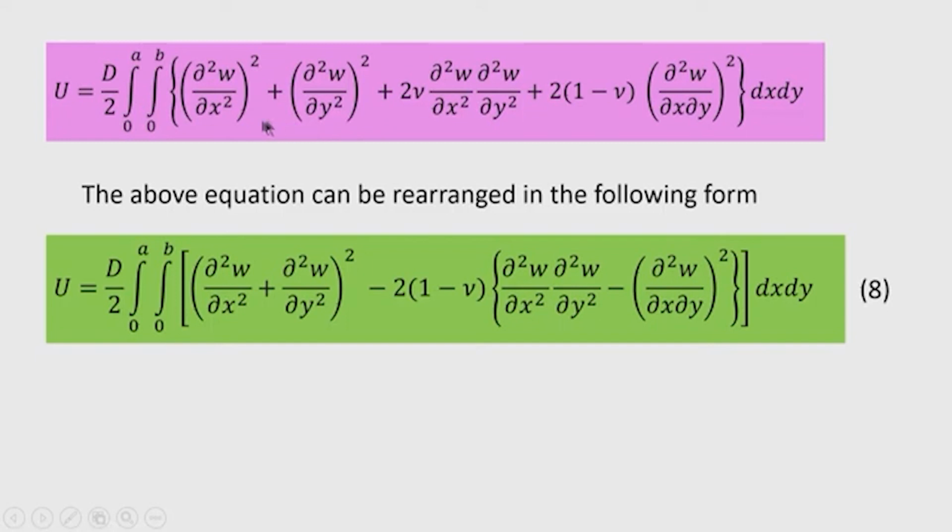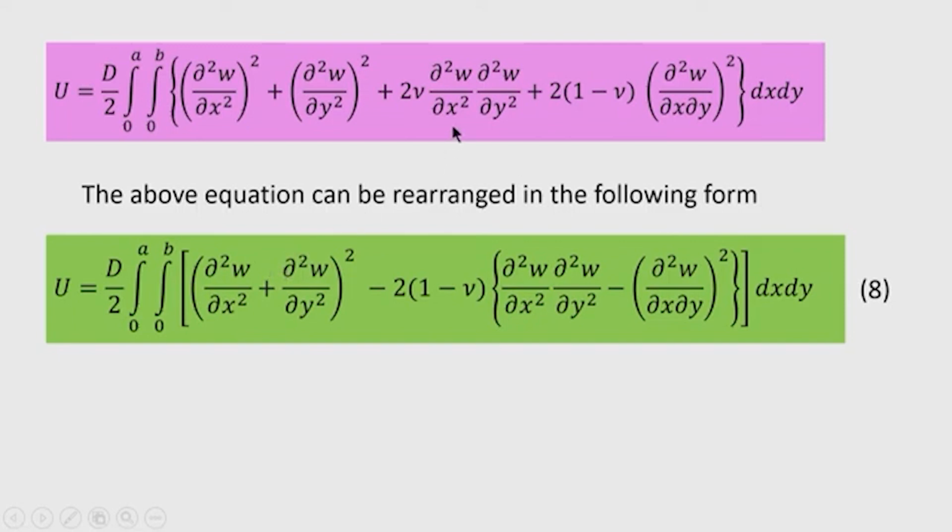So, then you can see if I take 3 terms: del square W by del x square whole square, plus del square W by del y square whole square, plus another term that I added, 2 into del square W by del x square into del square W by del y square. These 3 terms can be combined and written in this form, say del square W by del x square plus del square W by del y square whole square. So, this is written in a compact form.